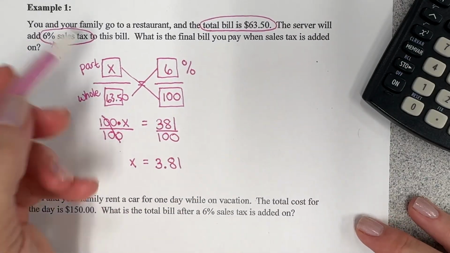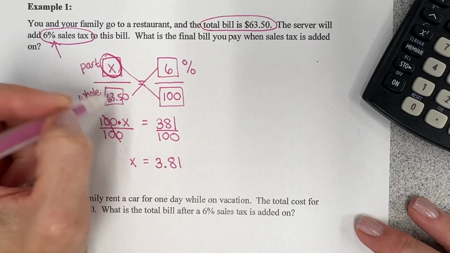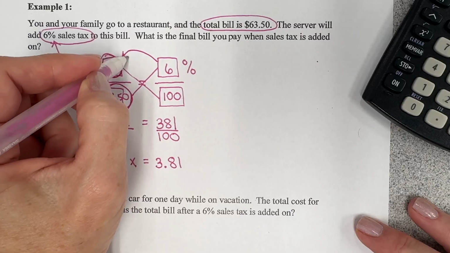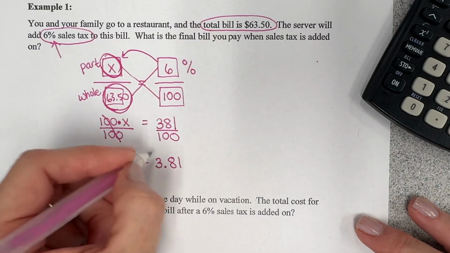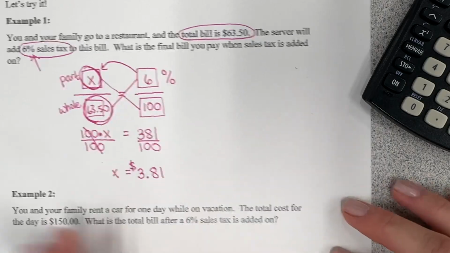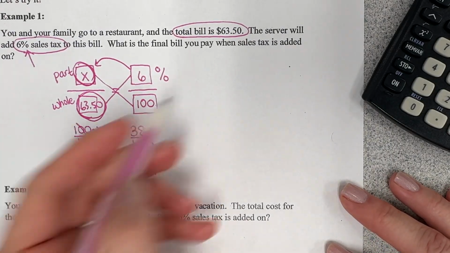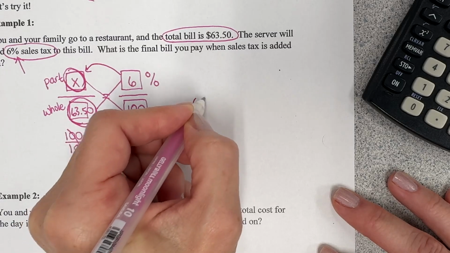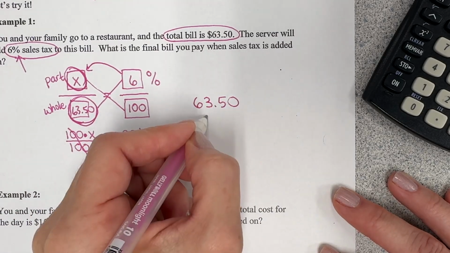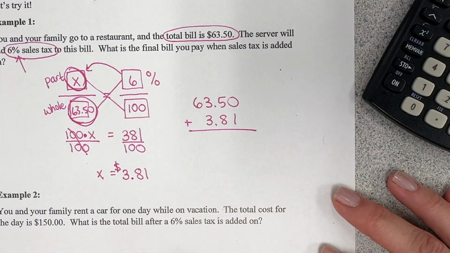So now let's go back here and think about what X was. X was the part of the whole that meant 6% sales tax. So this is a dollar amount. So $3.81 is our sales tax. So how will we find the final bill? Well, there's one more step. We're gonna take the original food and drink cost, $63.50. We're gonna take the sales tax, $3.81, and we're gonna add them together.